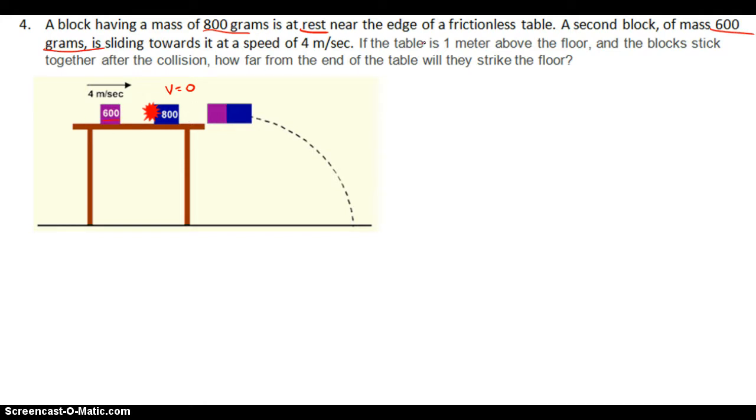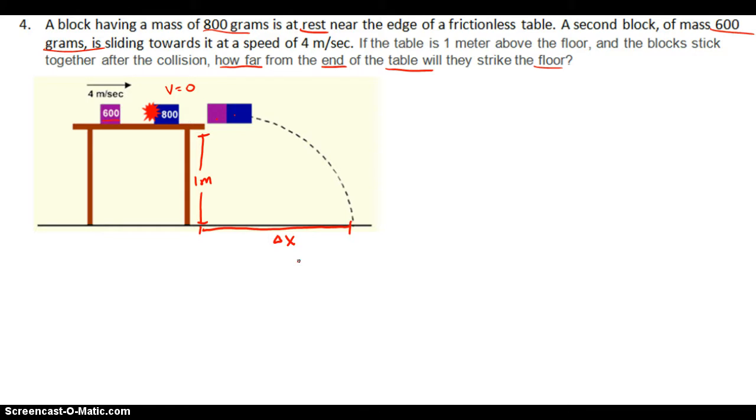If the table is 1 meter above the floor, and the blocks stick together after the collision, as you can see here, how far from the end of the table will they strike the floor? So what we're trying to find is how far from the end of the table will they strike the floor? Meaning, we want to know what this distance is. Now you might notice that's in the x direction, so we'll call that the displacement in the x direction.